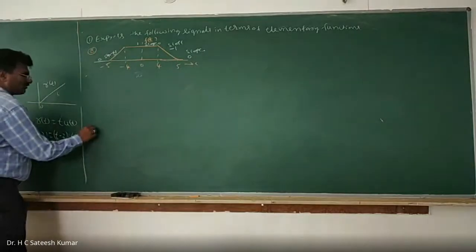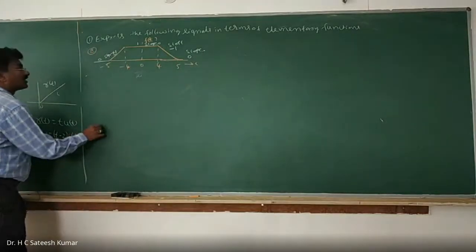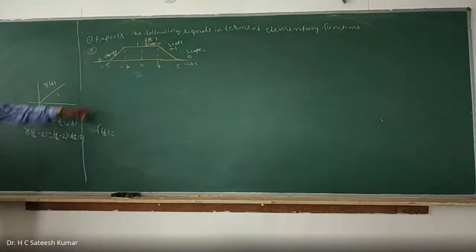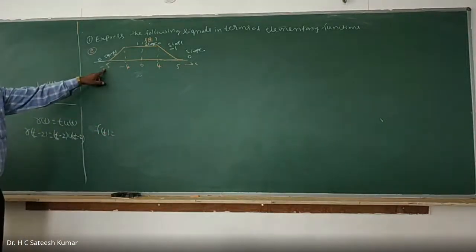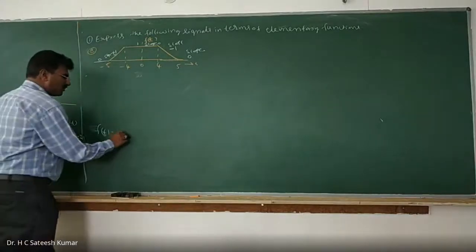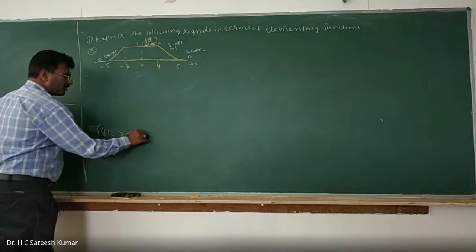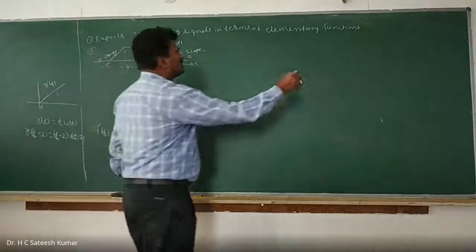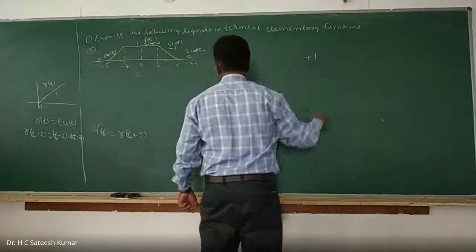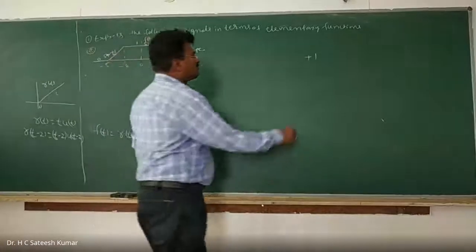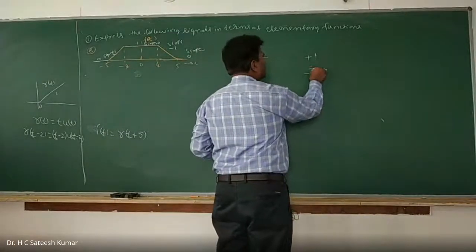f of t is equal to, starting from -5, a ramp starting from -5, which is r of t plus 5. Now I am going with a slope of +1. Now I want a slope of 0. If you want to get a slope of 0, what should I add? -1.